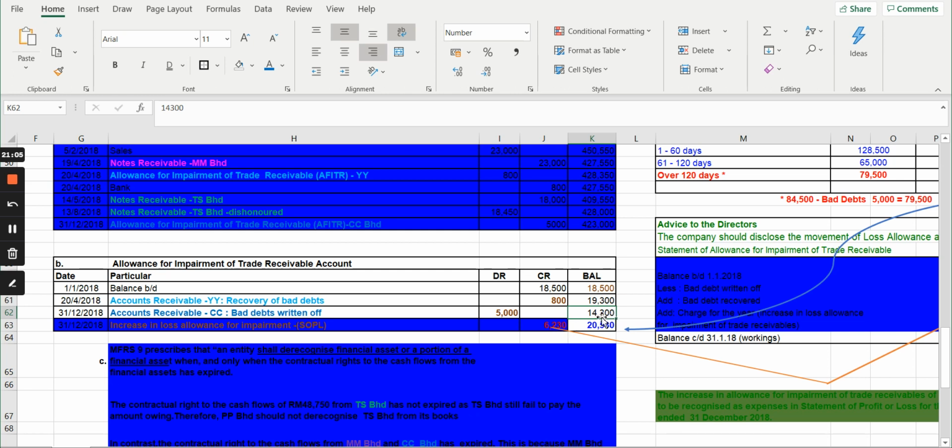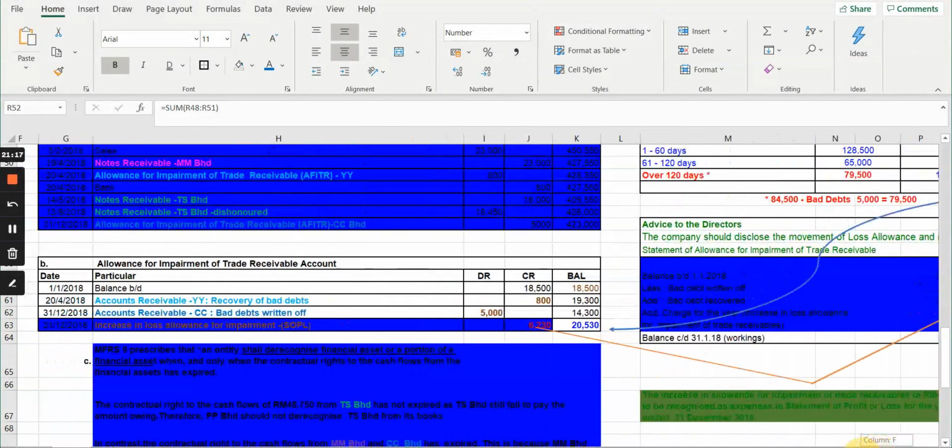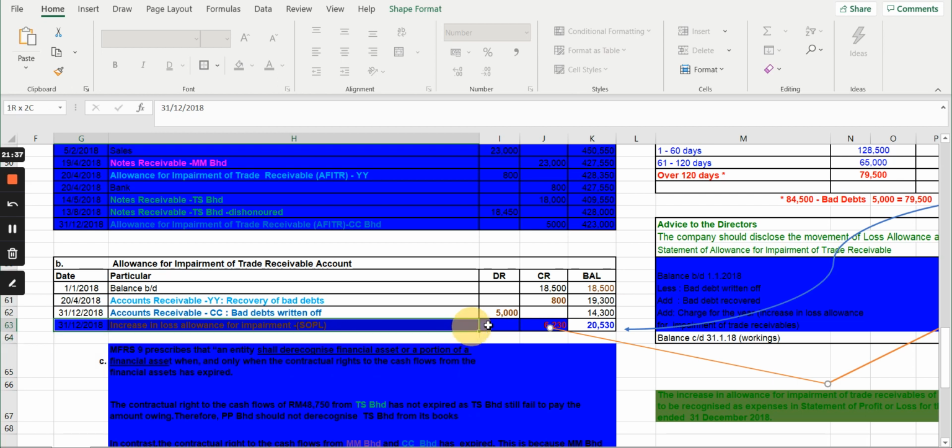Because the balance here was 14,300, and when you calculate your expected credit loss, this one, 2530, the expected credit loss for this year. You can see that there was an increase from the running balance of 14,300 to 2530. And that increase is what you are going to debit, because this is an increase.